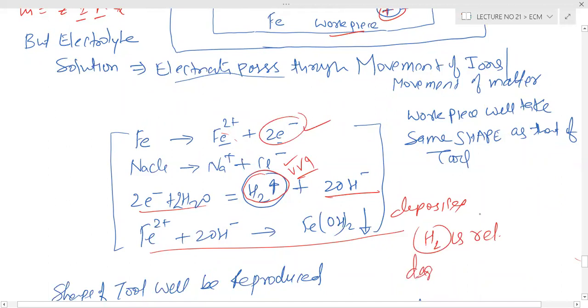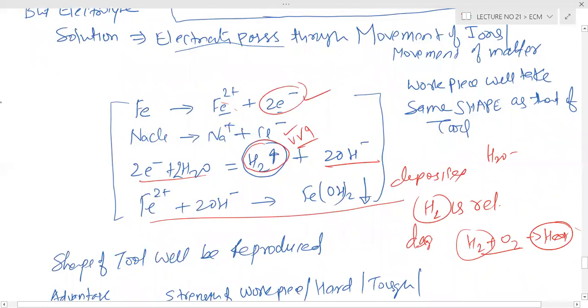Dangerous because hydrogen is the best known fuel. When it combines with oxygen, H2 plus O2, a lot of heat is generated. That flame you cannot see also.